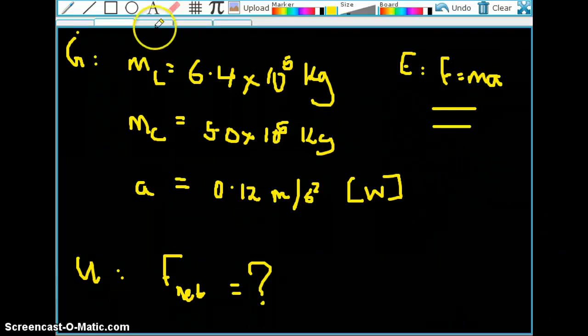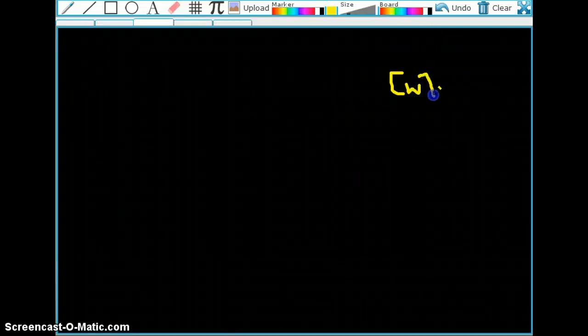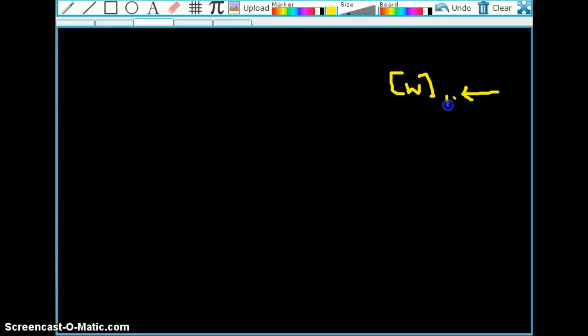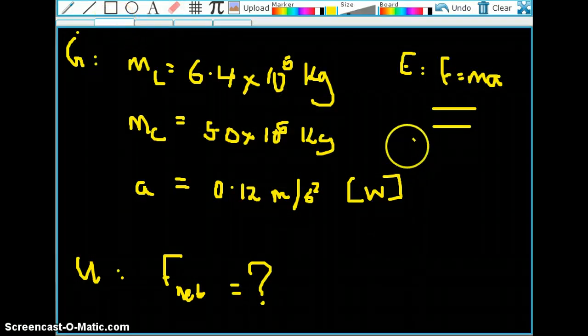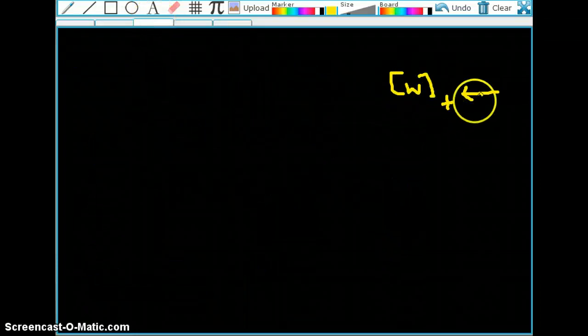So in this case, I'm going to move on to a new page. We are working in the x direction, right? Because it said the train is accelerating towards the west. So just say that this is west, and we're just going to say it's positive. For the sake of the question, I mean, usually we set up east as positive, but in this case, the train is just moving west, there's no east component to it. So why should we add an extra negative sign? Just define your west as your positive. So the west is positive.